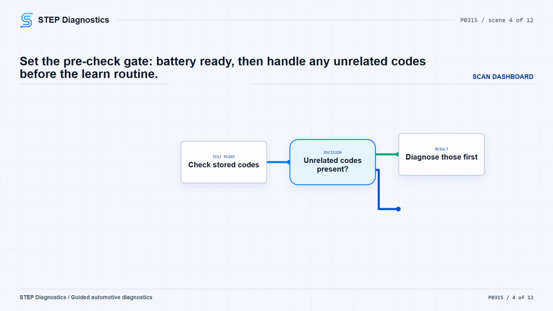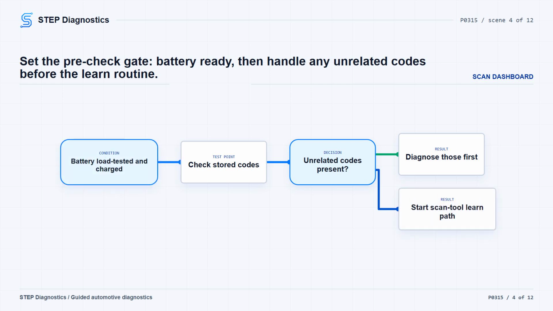With ignition on, vehicle in service mode, check for other codes. If anything is set beyond P0315 and the related misfire code context, diagnose what those other codes mean first. If there are no other codes outside that group, continue with the scan tool learn routine.